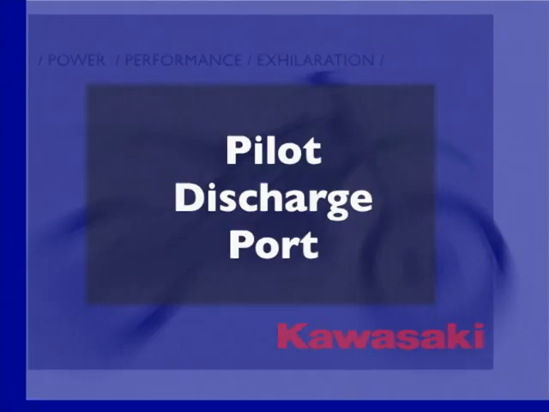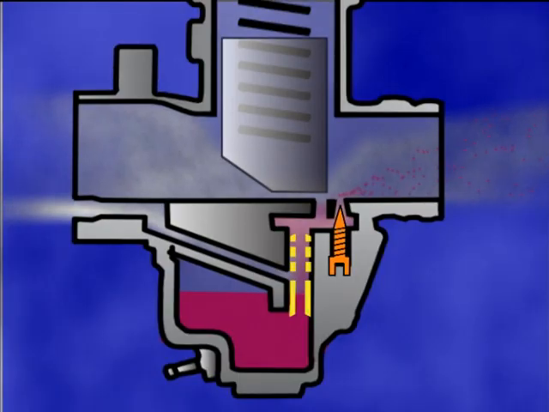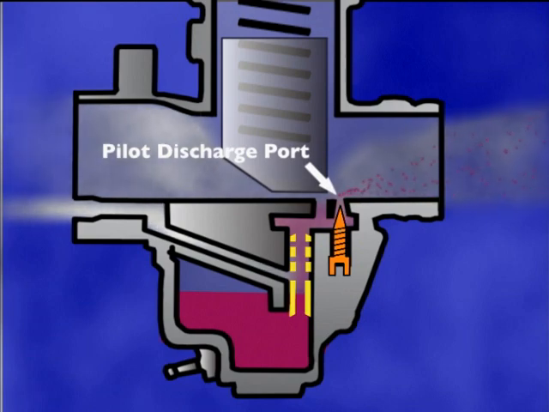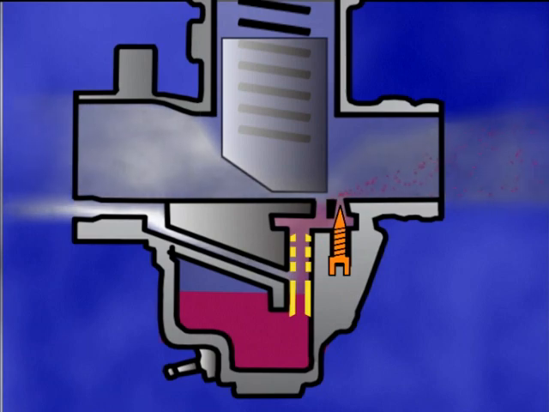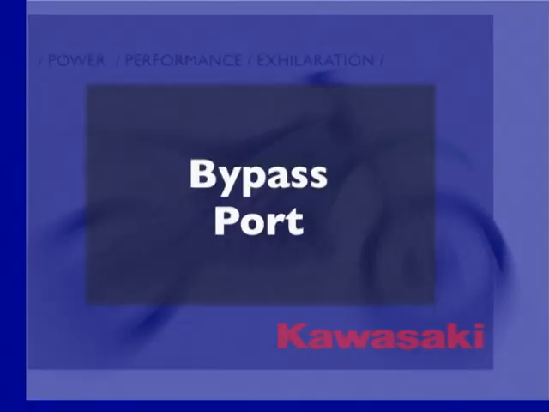Once the air and fuel have begun the atomization process, the resulting mist travels through a passageway to the pilot discharge port or ports. Located on the engine side of the slide, the discharge port allows the air-fuel mixture to enter the carburetor where it can then be used by the engine.